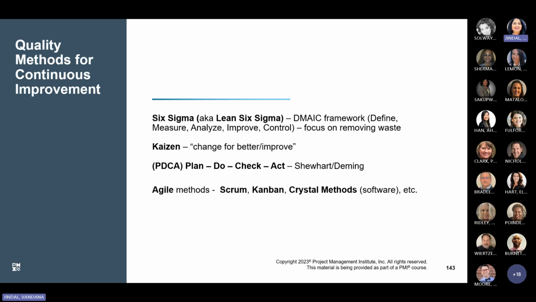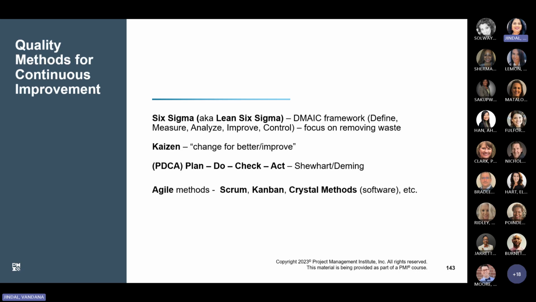So these are the quality methods for continuous improvement. I'm sure most of us must have heard about Six Sigma, Kaizen, Plan, Do, Check, Act, and Agile. Six Sigma is a data-driven quality strategy used to improve processes. Its acronym for the first letters of the phases that make it up is DMAIC.